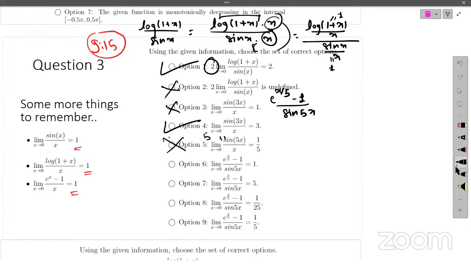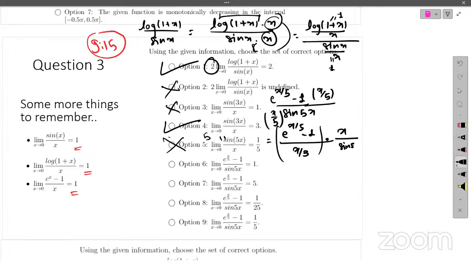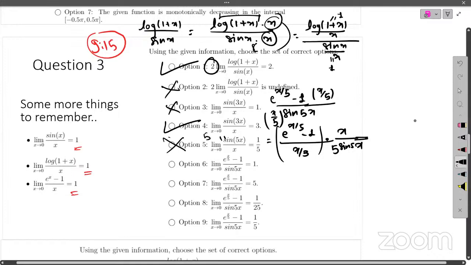We know that e to the power x minus 1 upon x. So here I want x by 5, so I'll multiply and divide by x by 5. This is the same as e to the power x by 5 minus 1 upon x by 5. I'll take this particular factor common, and what is remaining here is x upon sine 5x, that is 5 times x by 5 upon sine 5x.